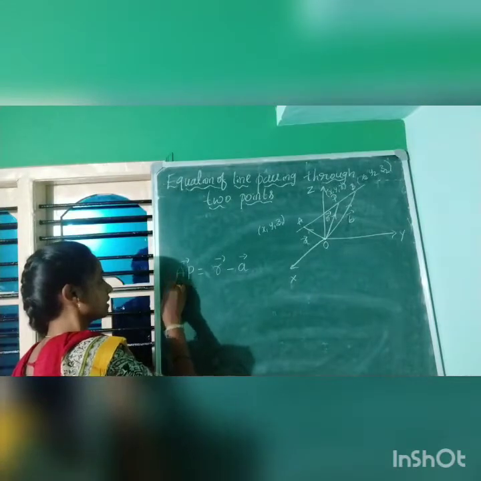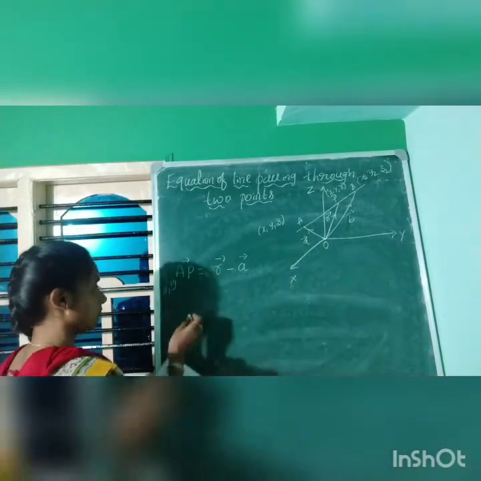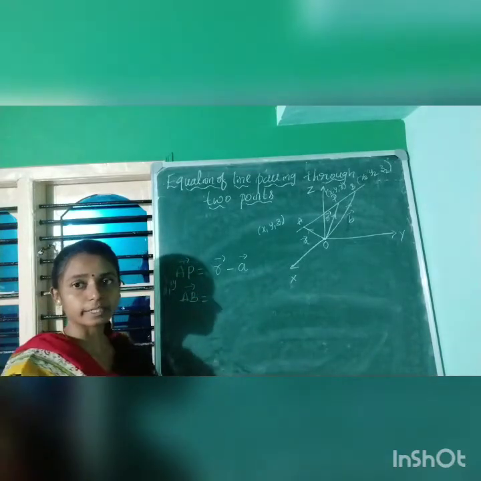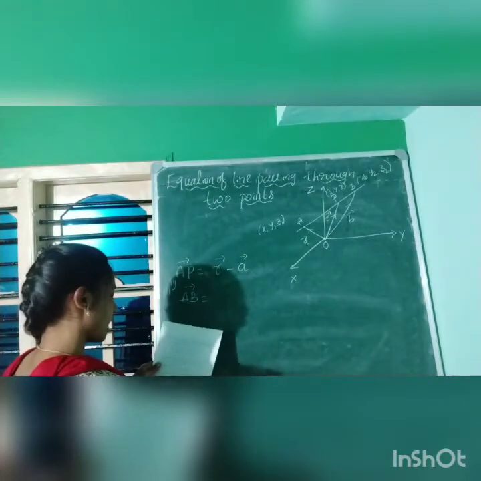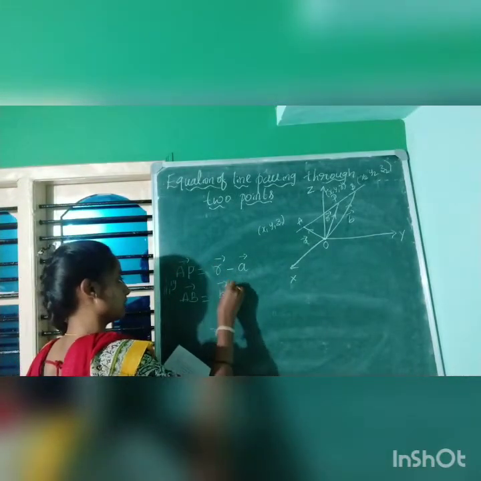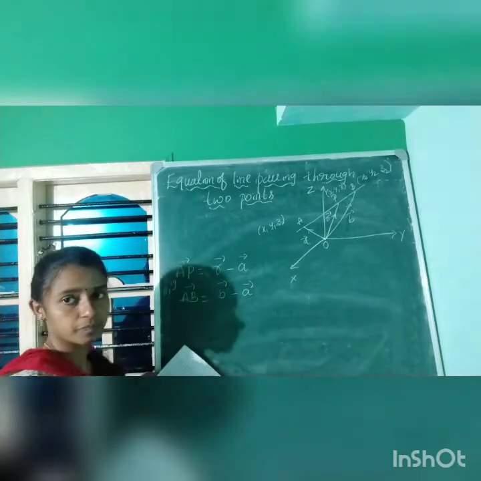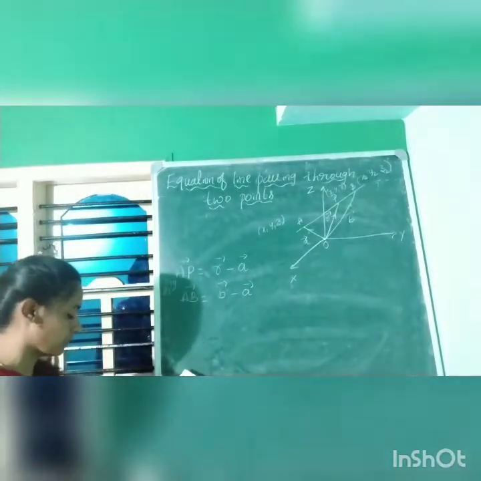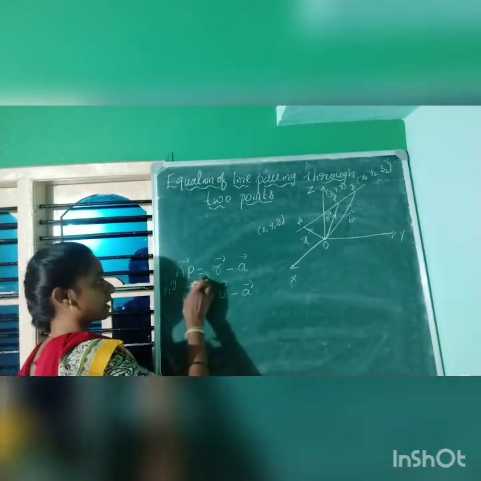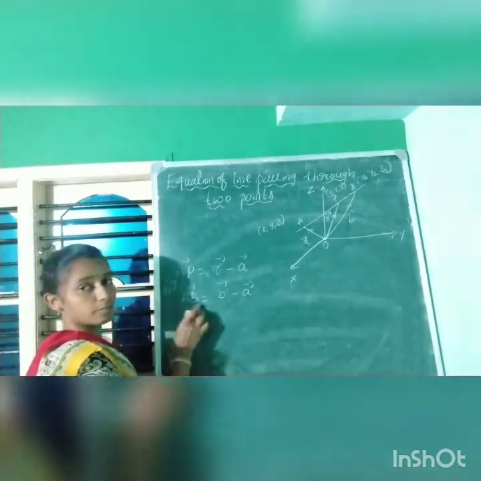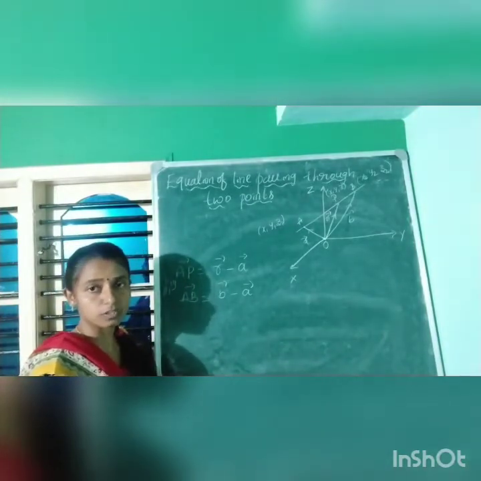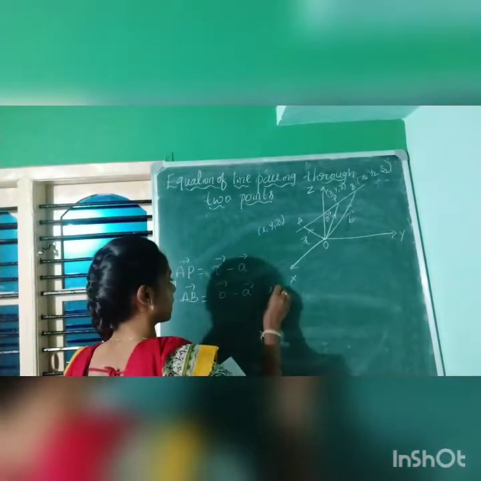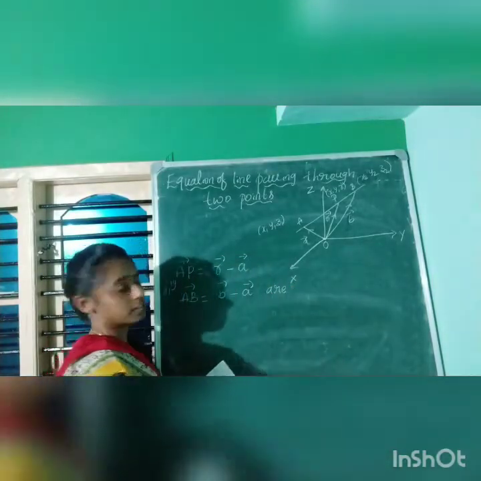Similarly, I can write another vector, which is the AB vector. The distance of the 2 points A and B we can write as vector b minus vector a. Is it clear? If you understood these two equations, then the remaining is easy. Next, I can say that the AP vector and the AB vector are collinear. Collinear means they are lying on the same line. So therefore AP vector and AB vector are collinear.